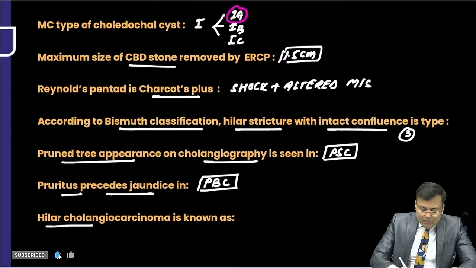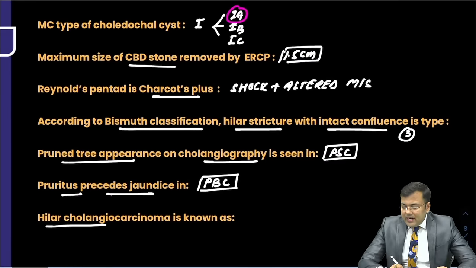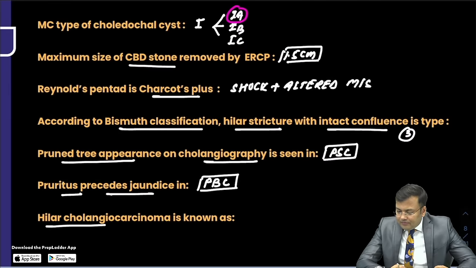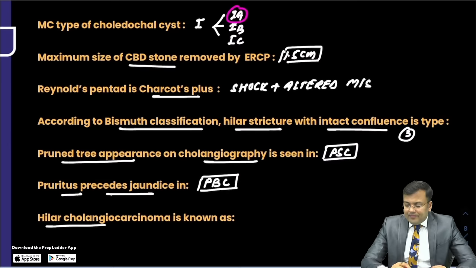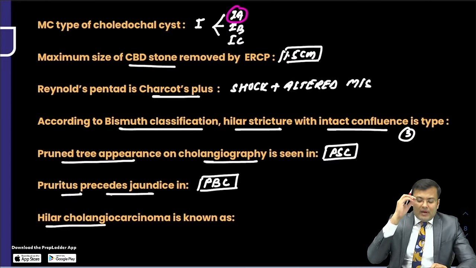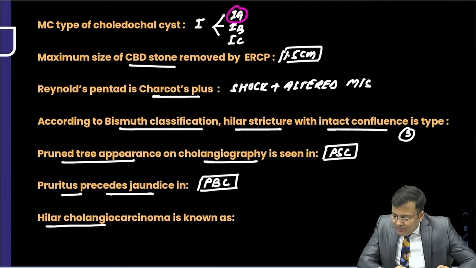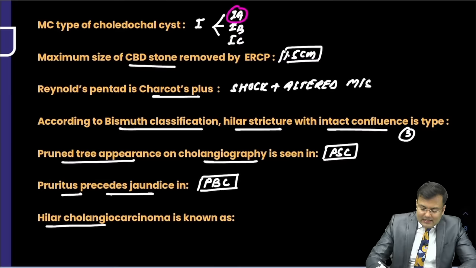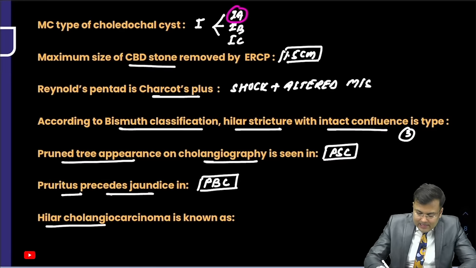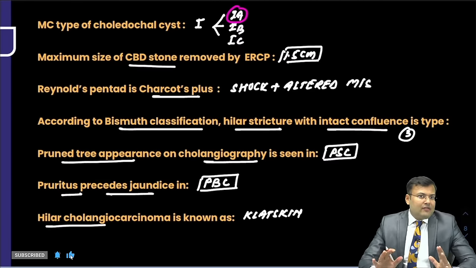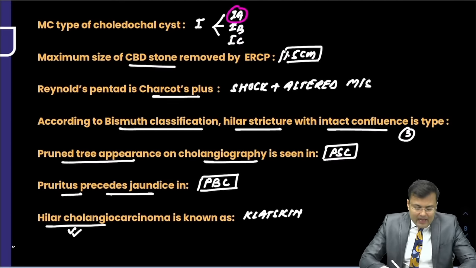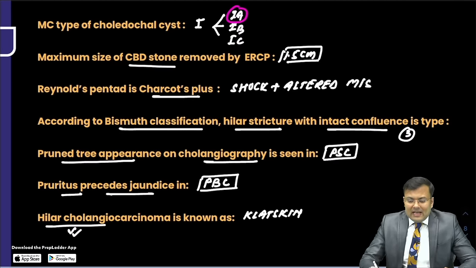Next, hilar cholangiocarcinoma. What is the other name? All of you are correct. Very good, guys. Hilar cholangiocarcinoma. What is the name? Caroli's disease. Very bad. Muhammad Faizan. Very good. It is Klatskin tumor. You know that the most common site of cholangiocarcinoma is the hilum, and hilar cholangiocarcinoma is known as Klatskin tumor.